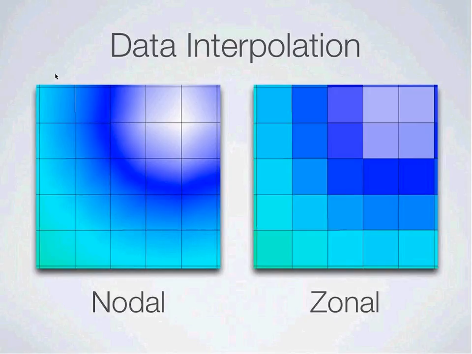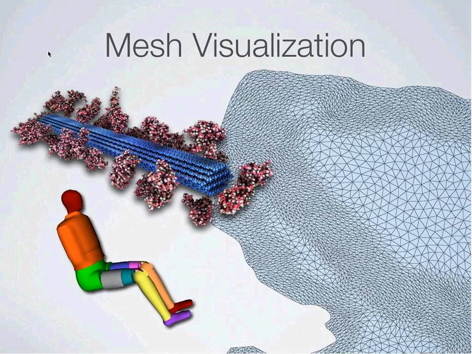You might want to look at it either way, nodal or zonal. It's just a distinguishing factor when you're dealing with data on a mesh. So there are different kinds of visualization that we'll run into with these programs.